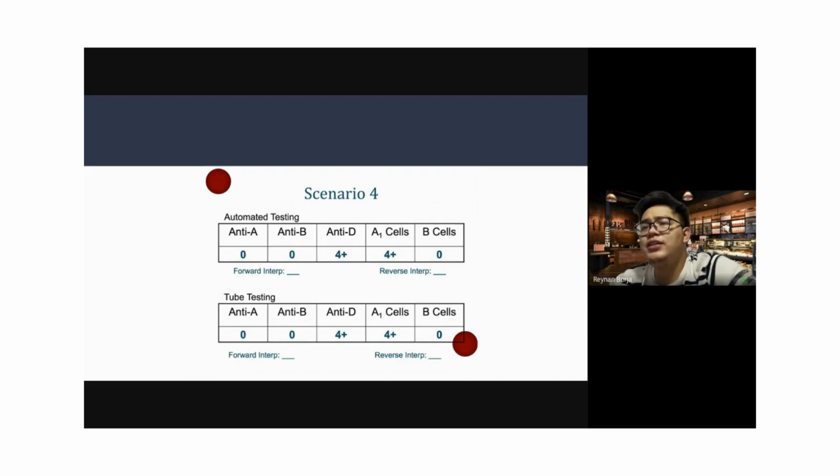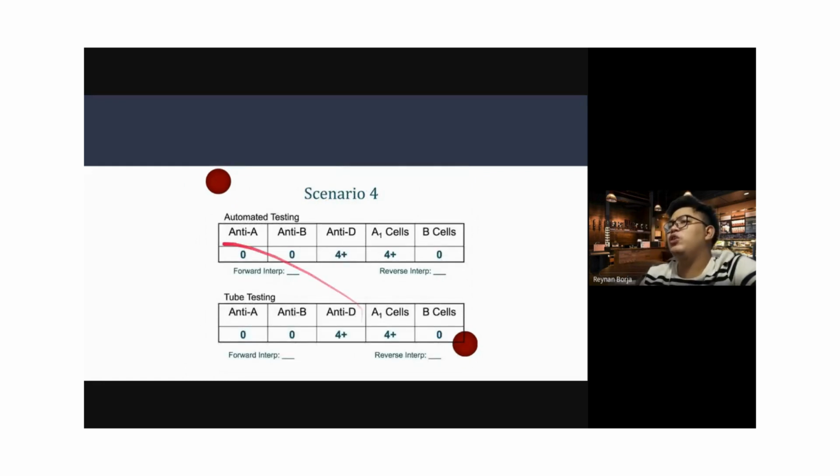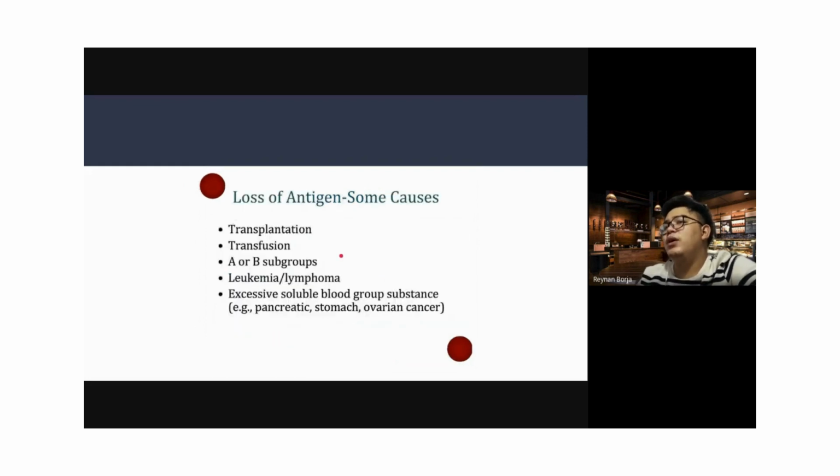Okay? Sa tube testing naman is halos same lang yung reaction. Tama. Possible loss of antigen kasi wala siya. Kasi 4 plus to, hindi siya weak reaction. Tama. So possible dapat meron siyang anti-B dito sa reaction. So nawala yung antigen. So ano yung mga cause? Pwedeng transplantation, transfusion, subgroup, yes, leukemia and lymphoma, or nakalagay dito, excessive soluble blood group substance. For example, yung pancreatic, stomach, and ovarian cancer. So, very careful dapat tayo when releasing blood type results.